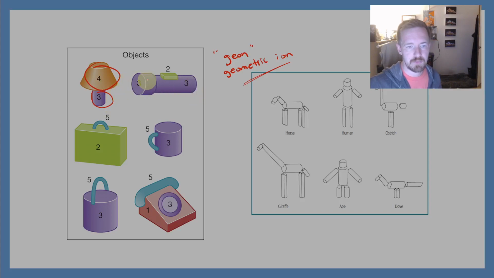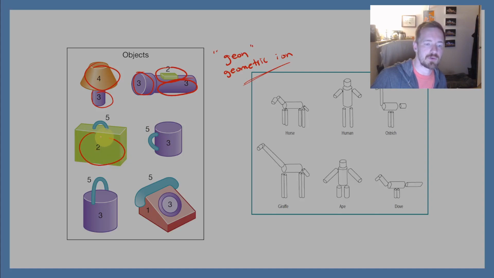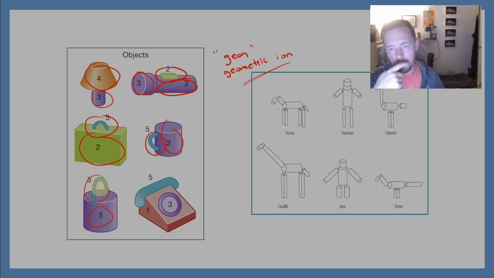For a flashlight, we have 3 geons. We have this cylinder right here, and then this rectangle. For this briefcase, we have 1 rectangle, and then this 1 half loop. For this mug, we have a cylinder and this half loop. For this pail, we have a cylinder and a half loop. You get the idea. All right.